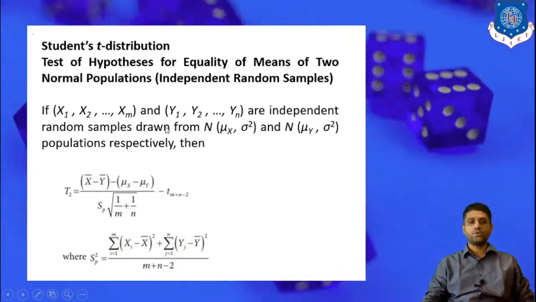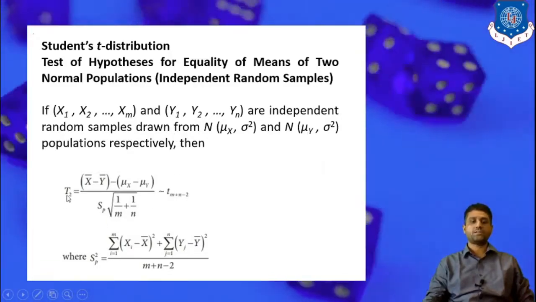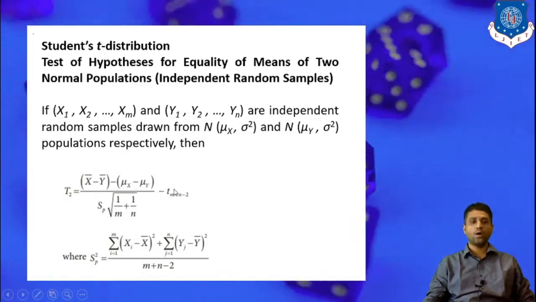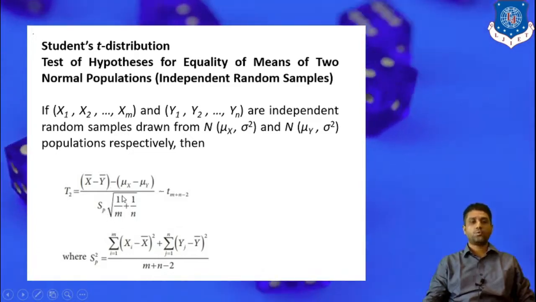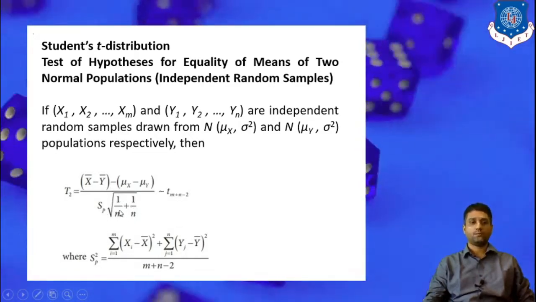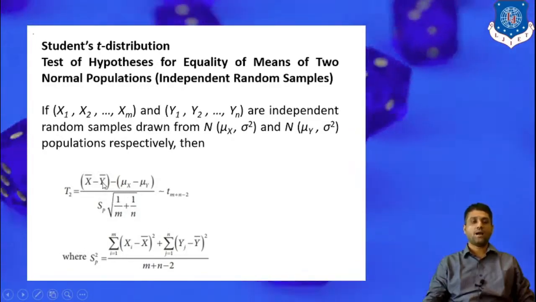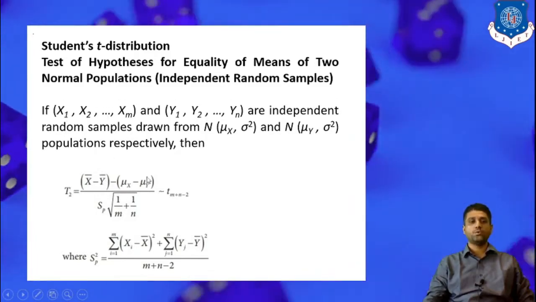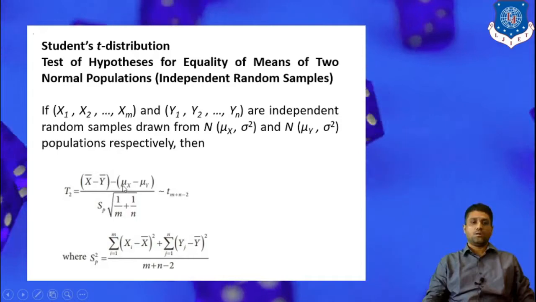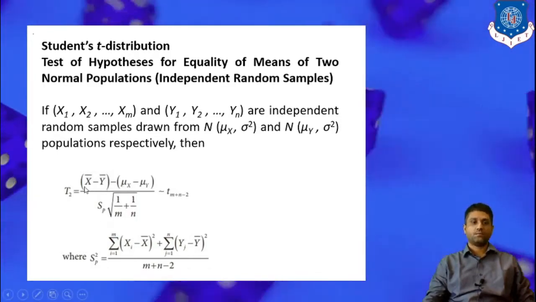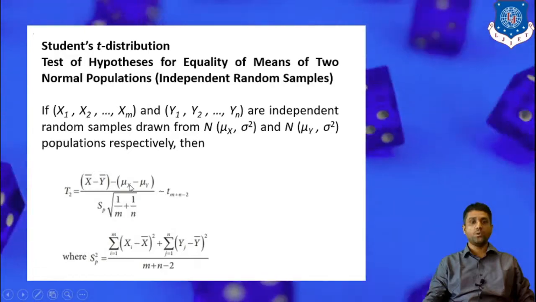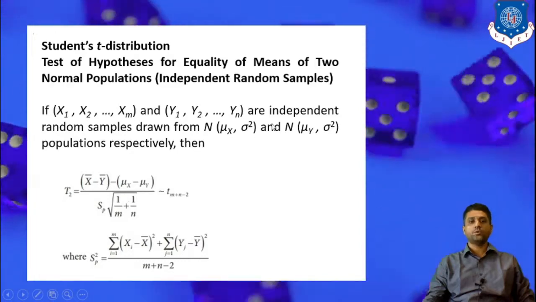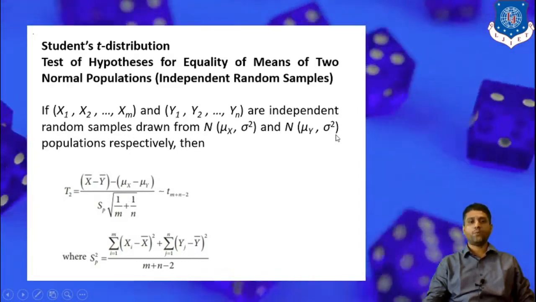When this situation occurs, the corresponding T statistic is x bar minus y bar minus (mu x minus mu y) upon s into square root of 1 upon m plus 1 upon n, where x bar and y bar are the sample means of population 1 and population 2 respectively. Remember, x bar is the sample mean whereas mu is the population mean. So mu x and mu y are the population means of the first and second population.